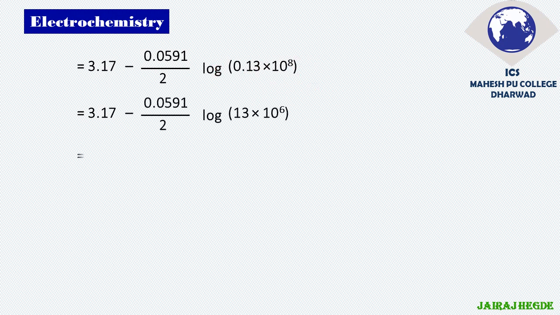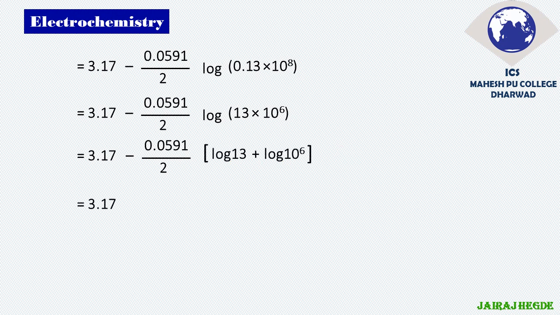I can write 0.13 into 10 power 8 as 13 into 10 power 6. So we can take the log of this. All the other values remain the same, there is no change. We are only working on this part. It is in the form of log of A into B. I can write log of A into B as log A plus log B. It will be log 13 plus log 10 power 6. Rest everything is the same.